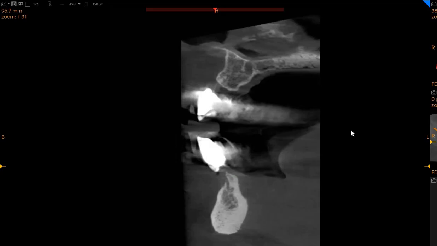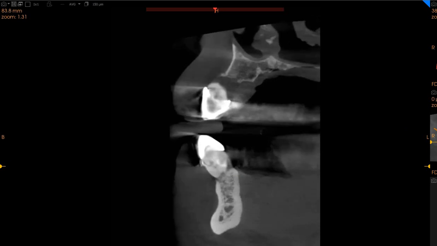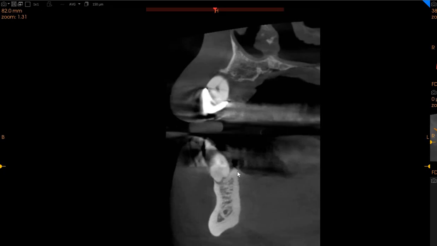The central on the lower right area has a very nice ridge. Moving to the lateral region, we've got very good bone, approximately 7 millimeters of ridge width with 11 millimeters of height, and a similar situation in the canine. Great bone, if the canine is extracted, you still have 9 millimeters of width with 9 millimeters of height.